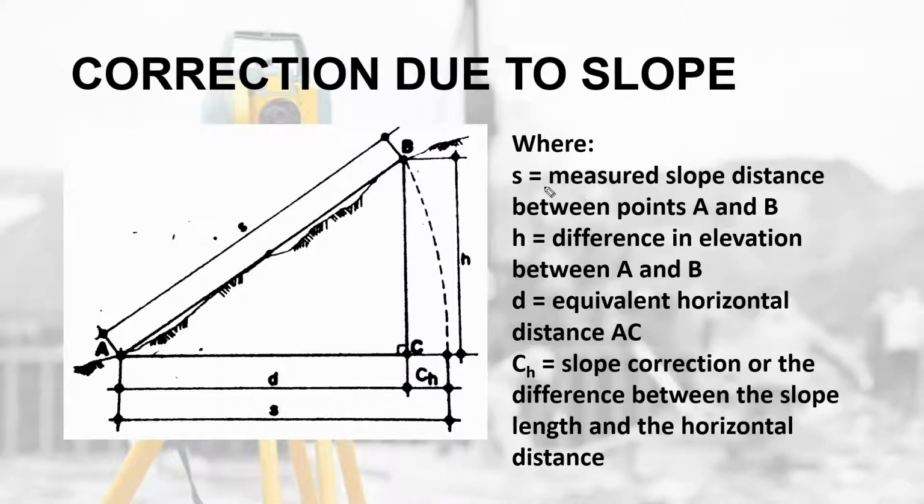We know that this distance is longer than this one, because the hypotenuse of a right triangle is always longer than its horizontal leg. So S is the measured slope distance between points A and B. H is the difference in elevation. And D is the equivalent horizontal distance, from A to B but only the horizontal distance.